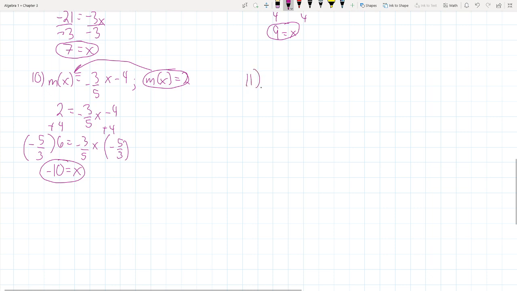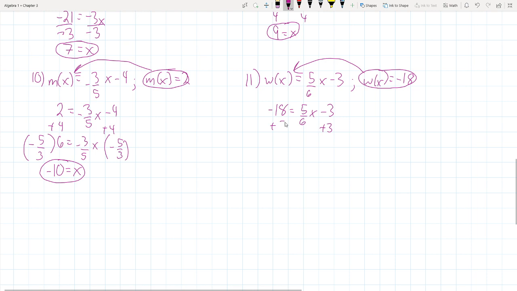All right, now number 11. If I have w of x, and that equals 5 over 6x minus 3, and w of x equals negative 18, I'm going to take my w of x, plug it in, and so I have negative 18 equals 5 over 6x minus 3. Going to add 3 to both sides, and so I have negative 15 equals 5 over 6x. I'm going to multiply both sides by 6 over 5.